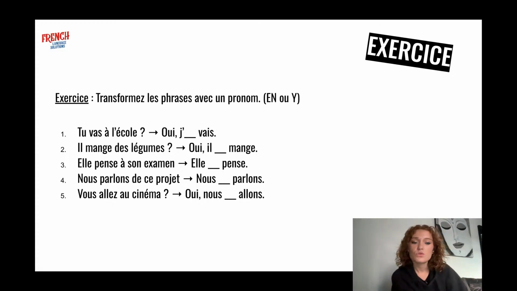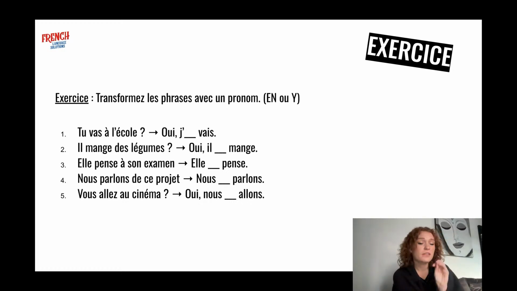Numéro 1. "Tu vas à l'école?" 2. "Il mange des légumes?" 3. "Elle pense à son examen." 4. "Nous parlons de ce projet." Et 5. "Vous allez au cinéma?"